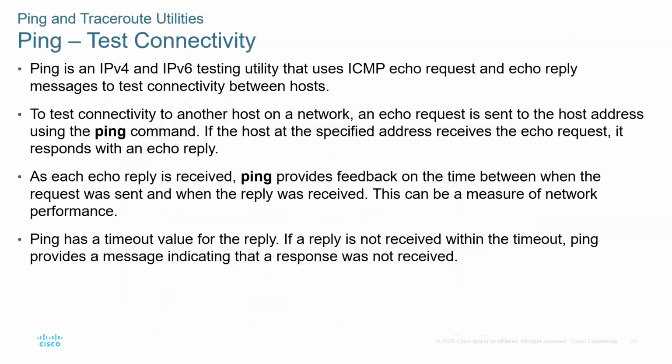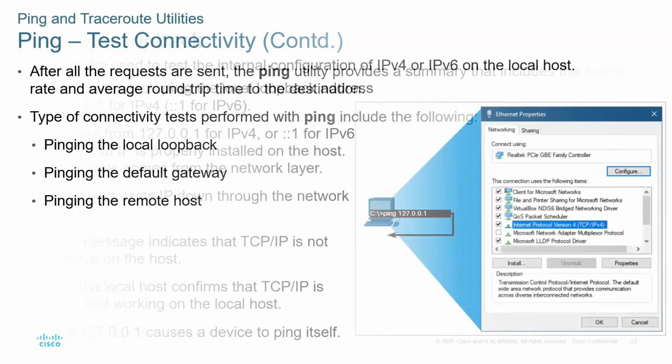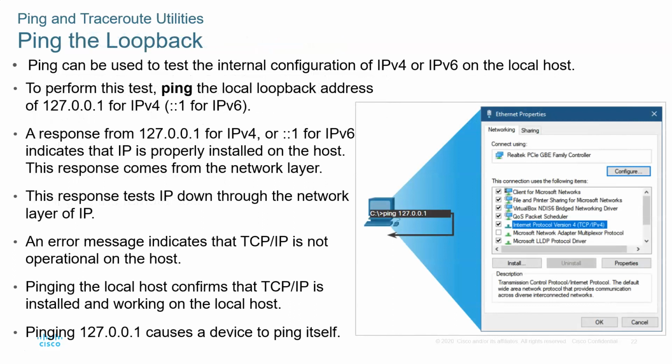All right, so when you use the ping command, you send out an echo request to the destination, and then the destination will send you an echo reply. There are three devices that you really want to ping, or send out an echo request to: the local loopback, the default gateway, and a remote host. Let's look at each one of them and see what the difference is.